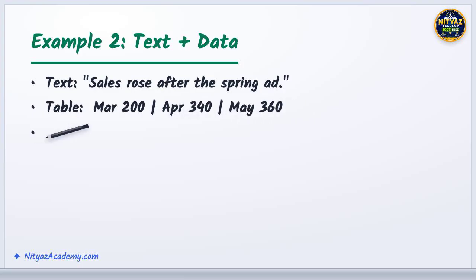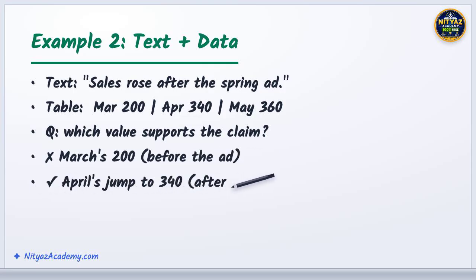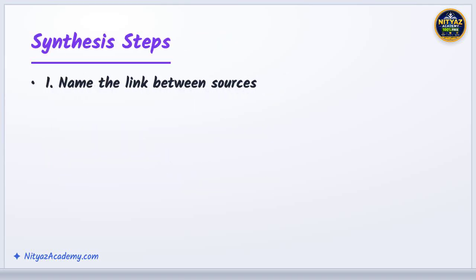Now text plus data. The text says sales rose after the spring ad. The table shows March 200, April 340, May 360. The question asks which value supports the claim. Choice A points to March's 200, but that's before the ad ran. Choice B points to April's jump to 340, right after the ad. B backs the claim.